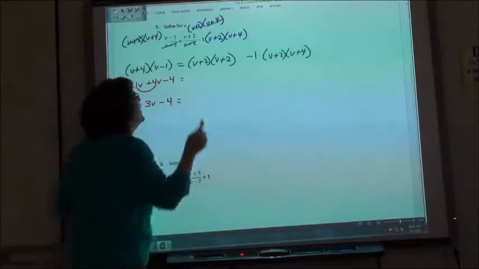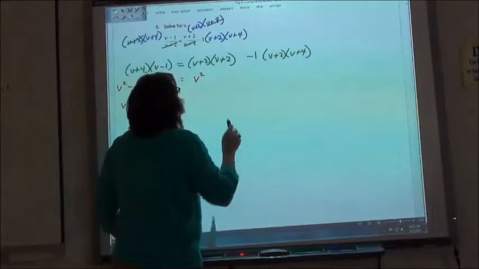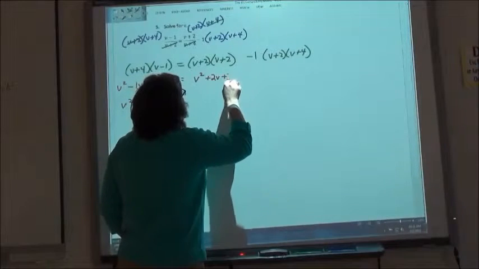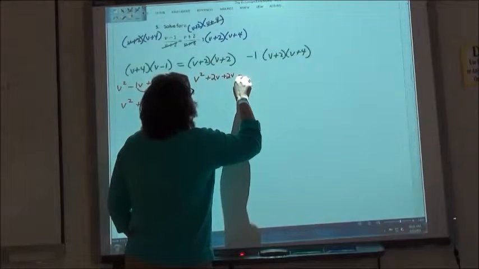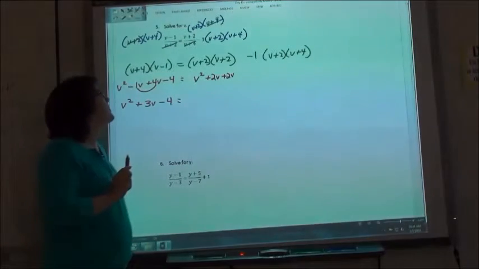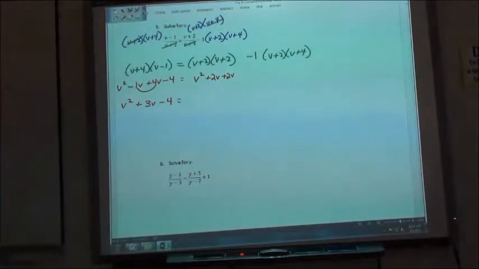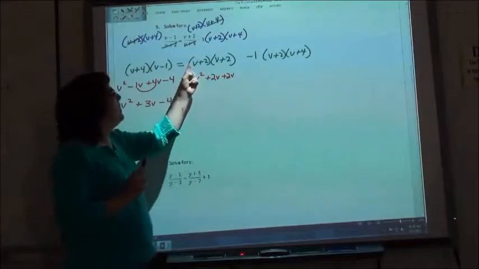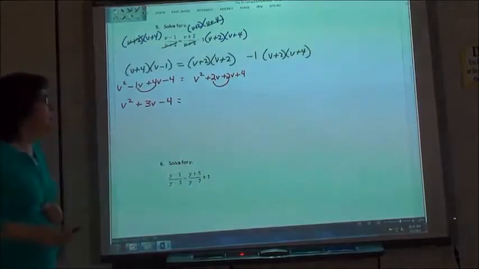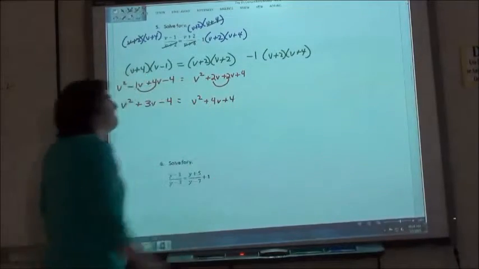Now let's start on the other side. So v squared plus 2v plus 2v plus 4. And again, we're going to combine those middle ones. So we're going to have v squared plus 4v plus 4.